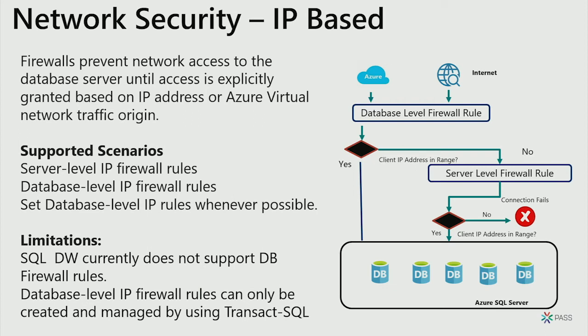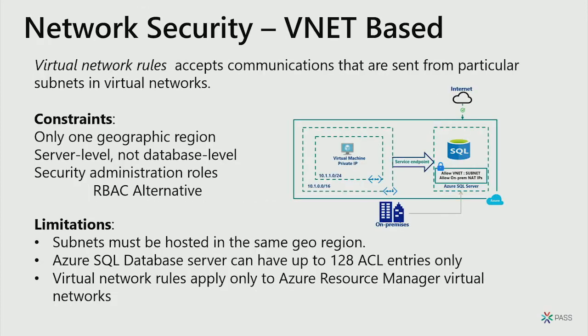If not, it will go ahead and check at the server level firewall rule, and once it checks the firewall rule, if I have access, then it will go ahead and access the database. If I don't, then the connection is rejected straight off, right? So with respect to data warehouse, one limitation is that it does not support DB level firewalls at this point, but maybe down the line it might. Because of the way the architecture is, I think it does not support it at this point. Then again, database IP rules can be done using T-SQL. So these are some limitations at this point which we are aware of, right?